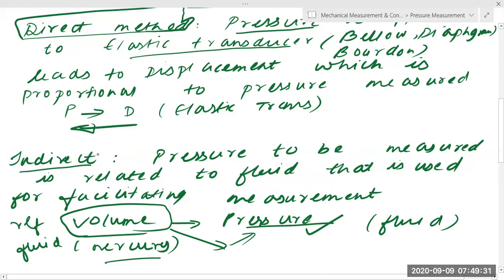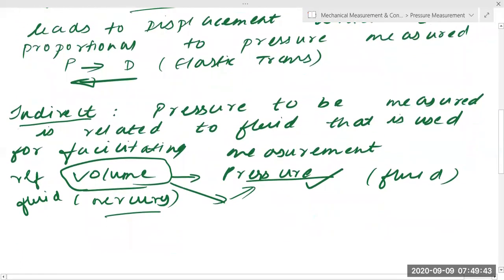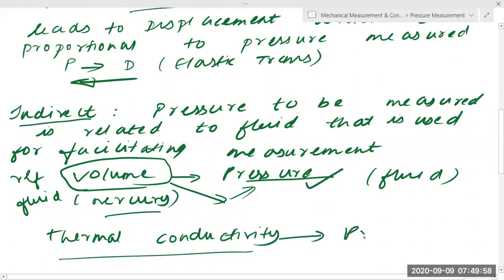Here displacement is not a means to measure the change in the pressure. Here it is volume, or you can even say thermal conductivity, for example. Like volume, or we can even take it with respect to heat or thermal conductivity. So the thermal conductivity, or the property of the material, is changing, and it will help you get the value of the unknown pressure that you want to measure of your fluid. Simple. Such kind of methods are called indirect methods.